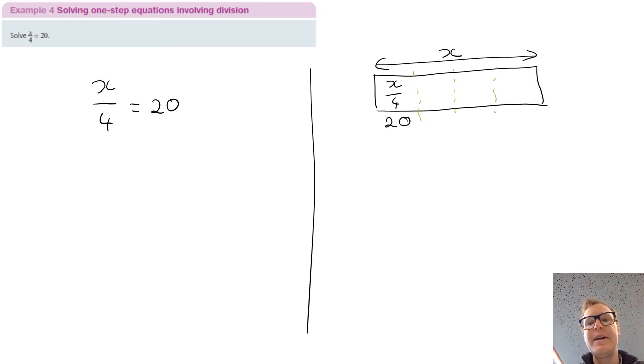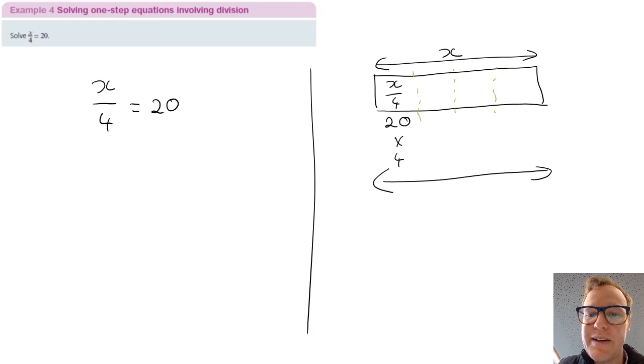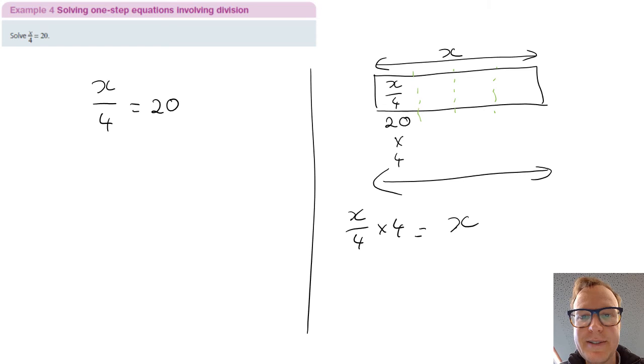So that means if I multiply that by 4, so I've got one of the x over 4, another of the x over 4, another, I've got 4 of them. If I multiply just the one thing by 4, I get the whole thing. That'll be equal to the whole thing. So x over 4 times 4 is going to be x. It's going to be one lot of x, the whole lot of x.